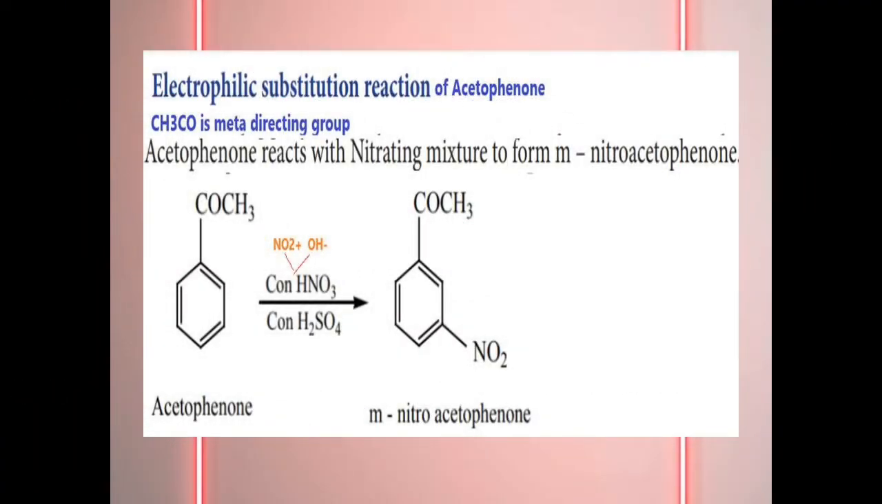Now the electrophilic substitution reaction of acetophenone. Here in acetophenone, the CH3CO is a meta-directing group. Just as the CHO is a meta-directing group, the same way the CH3CO is a meta-directing group. Now acetophenone is added with concentrated nitric acid. Usually the concentrated nitric acid splits into NO2 plus and OH minus with the help of concentrated sulfuric acid. We already know the COCH3 is a meta-directing group. Which one is added here? The NO2 plus is added because it is a positive character attracted by the electrons of benzene. So we get meta-nitroacetophenone.